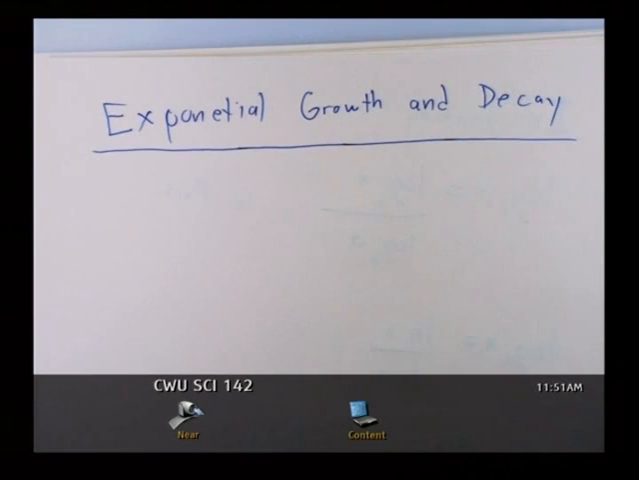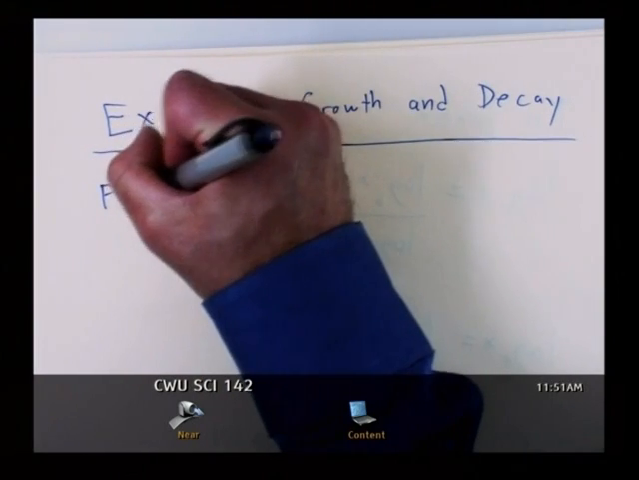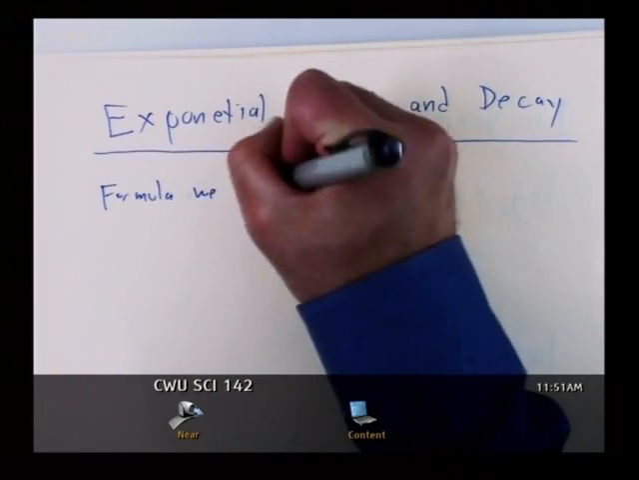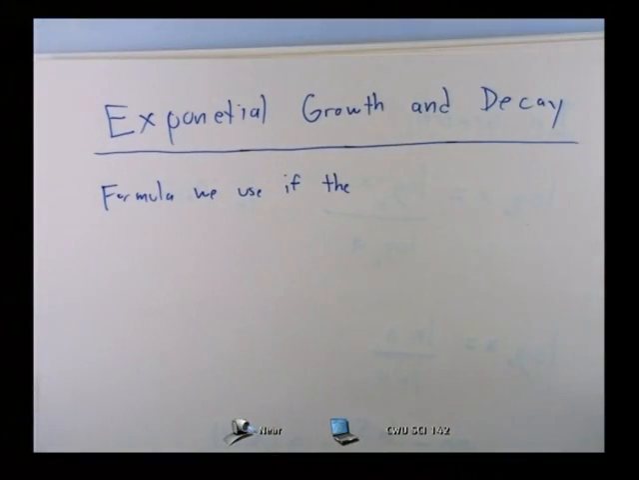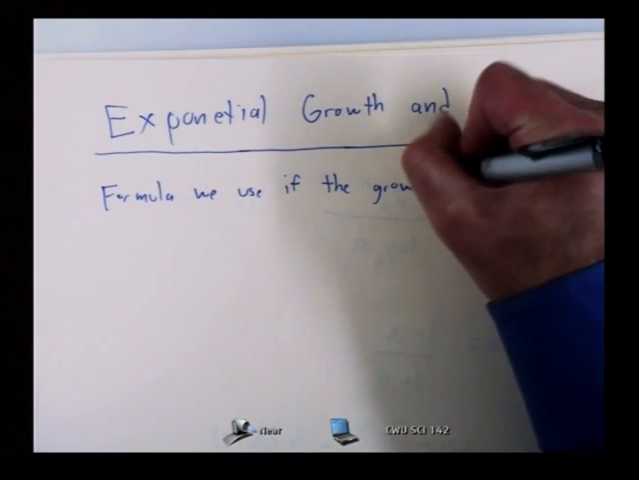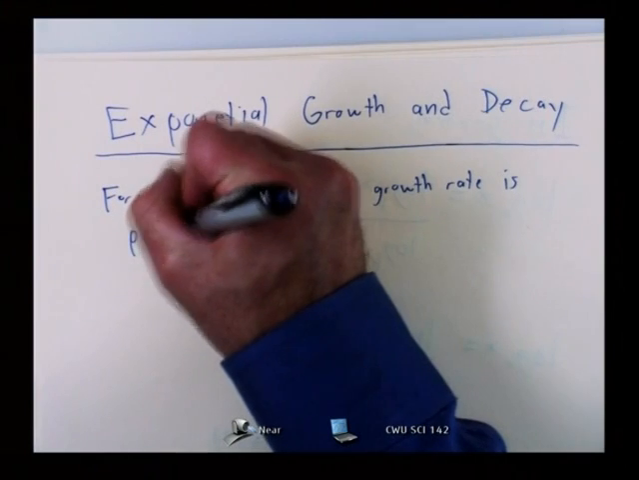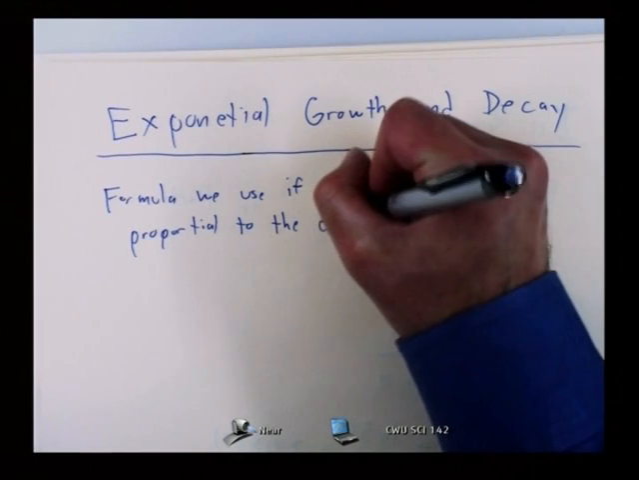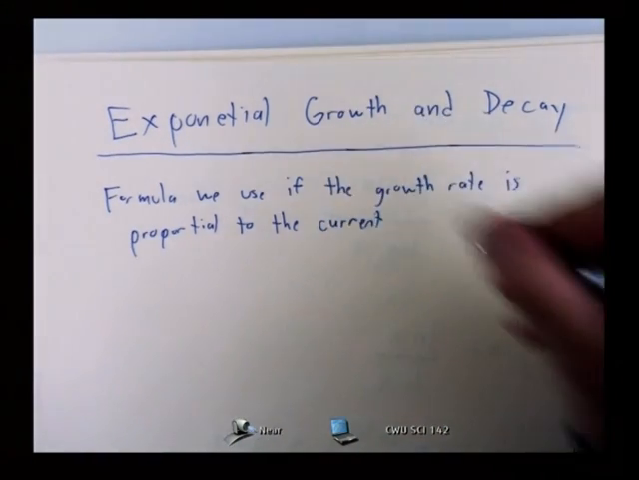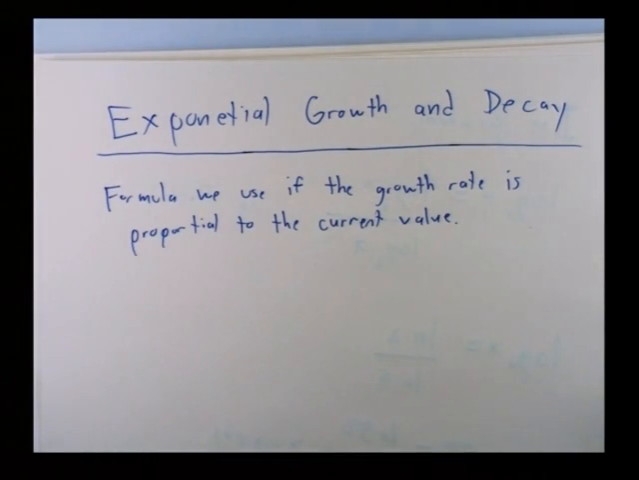Exponential growth formulas are used for the following. This is the formula that you use. The formula we use if, and I'm going to write something that's going to sound sort of math-y at first, but if the growth rate is proportional to the current value. And this could be true for anything. If the growth rate of something is equal to or proportional to its current value, we end up with an exponential function, an exponential growth function.